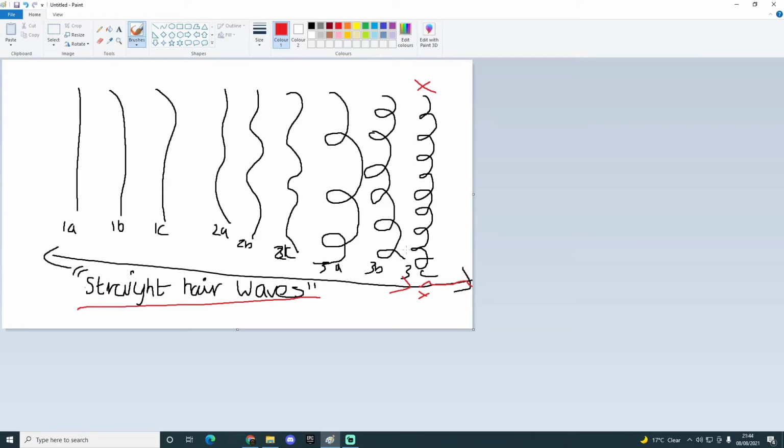And then 3C is like a coily curly, and I wouldn't really consider that straight hair waves as what we would call it here, because this is nowhere near straight. Well, compared to coarse hair, this would probably be about medium texture hair.